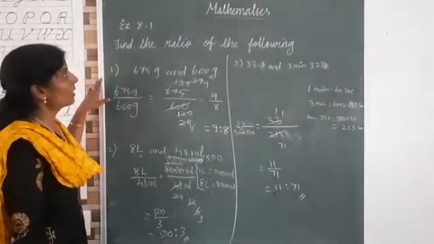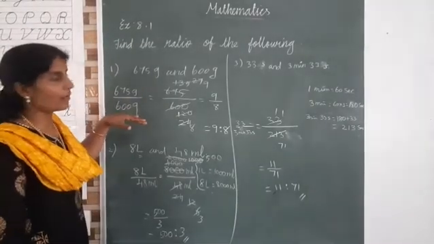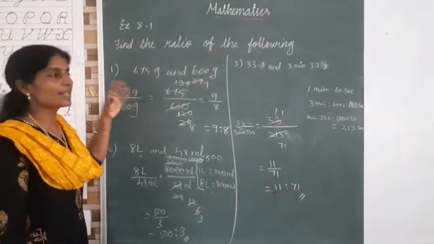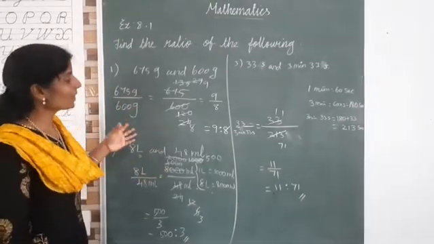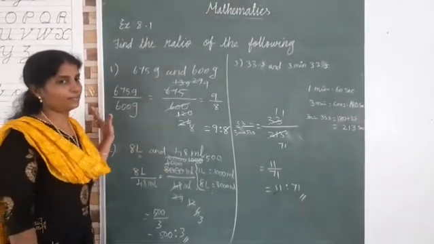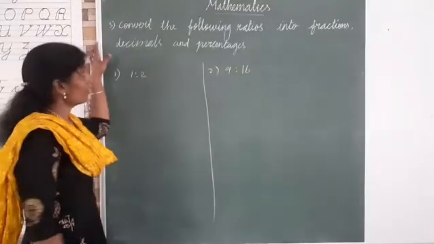Are you clear? How can you write in ratio form? First we convert into the same unit. Once we have the same unit, we write it in the simplest form, and after that we write it in the ratio form. Okay, now the next question.